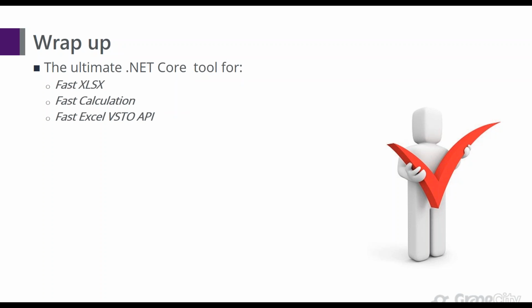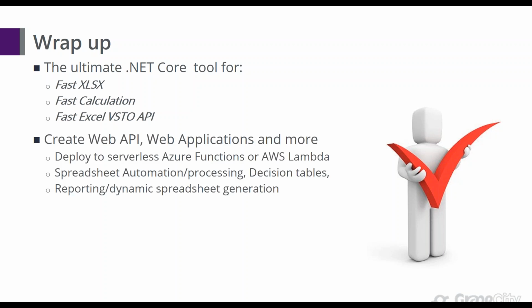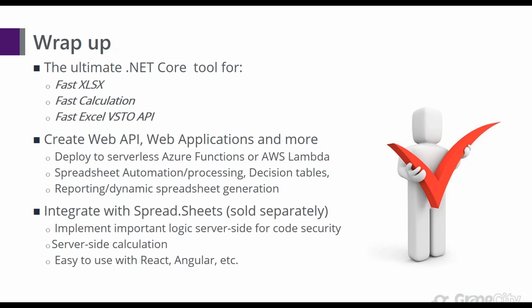Spread Services is the ultimate .NET Core tool for fast XLSX use, fast calculation, and fast Excel VSTO API. You can use it to create web API, web applications, and more. You can deploy it to serverless Azure functions or AWS Lambda. You can do spreadsheet automation, processing, batch processing, decision tables, reporting, dashboards, dynamic spreadsheet generation. You can integrate it with Spread.Sheets, which is sold separately.